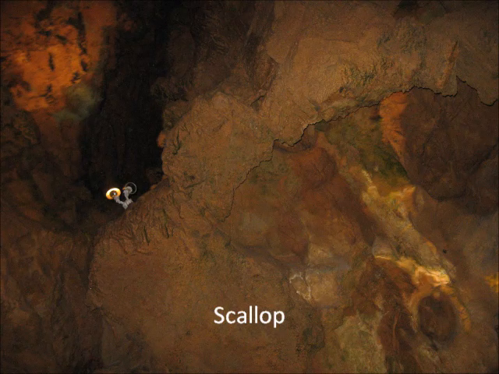These strange-looking formations are made when the water inside the cave is swirling in a circle and they begin to look like the outside of a scallop.